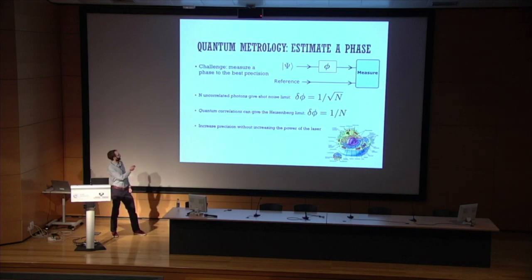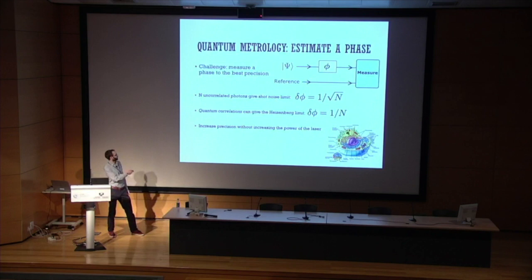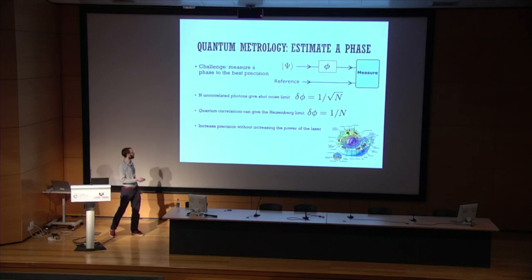And if we take n uncorrelated photons into this phase shift measurement, then the best precision we can get is the shot noise limit. So the precision of the phase shift scales as 1 over the square root of the number of particles that you use to measure the phase. Alternatively, if you can correlate your photons, if you can use entanglement or some other quantum correlations, you can get the Heisenberg limit, where the precision is 1 over the number of particles. So we get this square root improvement.